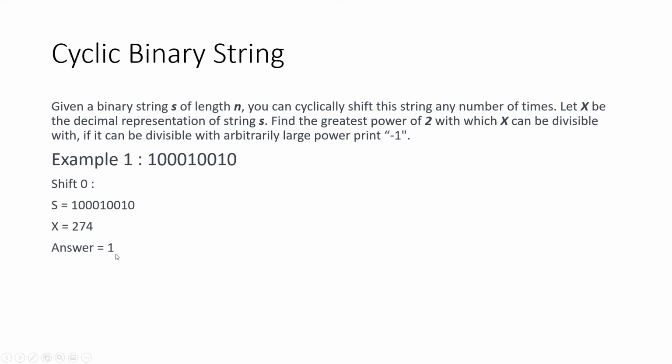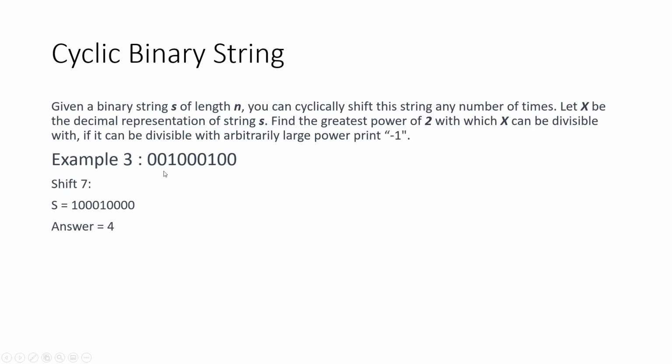Here you can observe the pattern. When we have 1 zero at the end, the answer is 1. When we have no zeros, the answer is 0. And when we have 2 zeros, the answer is 2. And this pattern repeats. So what we have to do is count the maximum length of consecutive zeros. That is the answer. If we take this example, for any shift the string is the same and the decimal value is always 0, and this can be divisible by any number. So the answer is -1.